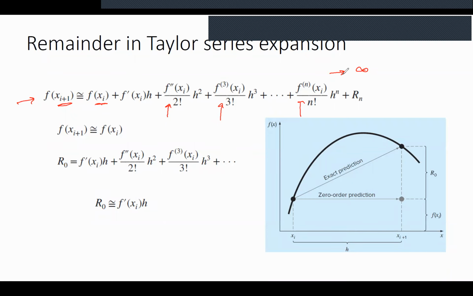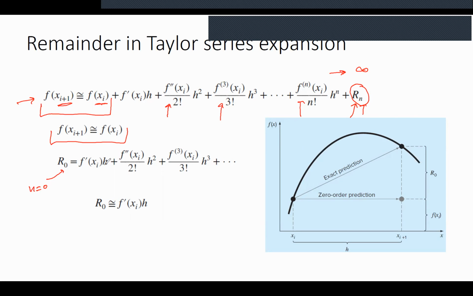So we have to somehow truncate this. And we simply represent this truncation with this remainder term, R_n. And here we can take, for example, the first term. Then the function is simply calculated by using the previous value only. No derivative or higher order terms are considered. And in this case, n is going to be 0.